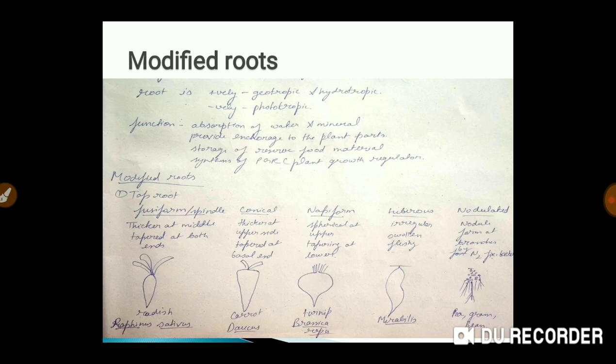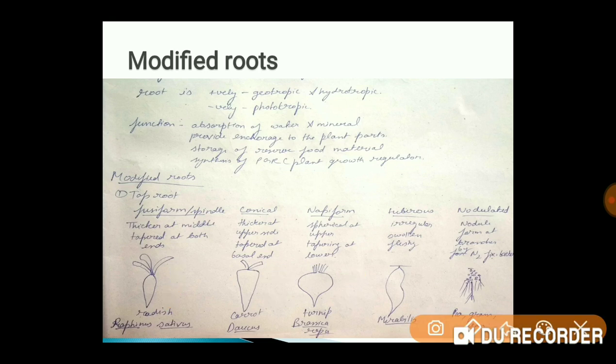In fusiform, in the middle the portion is thicker, and at both ends the portion is pointed, that is tapered. Example is radish, that is Raphanus sativus. In conical, you can see that the upper portion is broad, means thicker, and the lower portion is tapered. The example of conical is carrot. It has the scientific name Daucus. Then napiform. In napiform, the upper portion is spherical and the lower portion is tapered. So example is turnip. The scientific name of turnip is Brassica rapa.